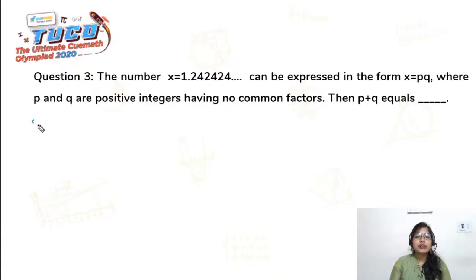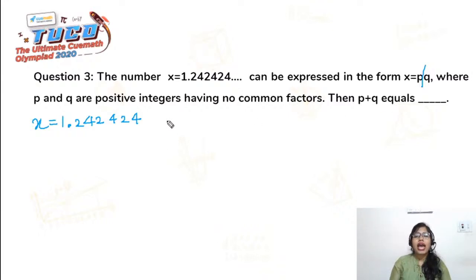The number x is equal to 1.242424... can be expressed in the form x equal to p upon q, where p and q are positive integers having no common factors. Then p plus q is equal to how much?